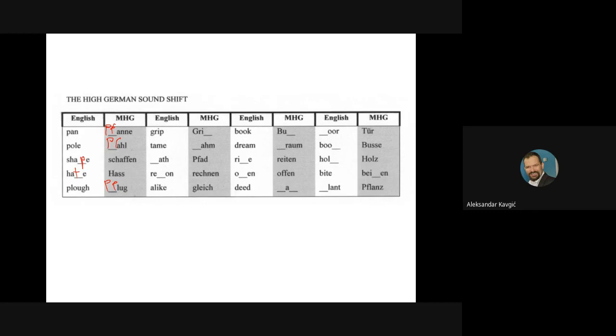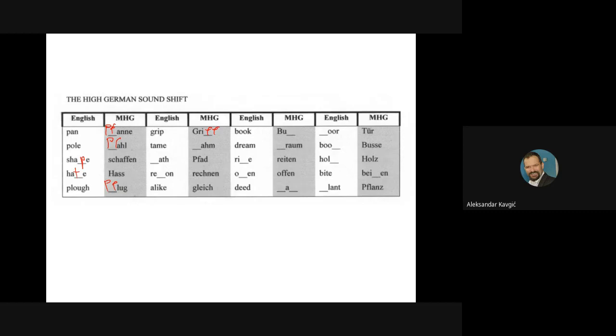It's not pronounced as double F. It's simply pronounced as a single F, but this is Griff. Griff. Again, those of you who speak German, these are all very common German words.